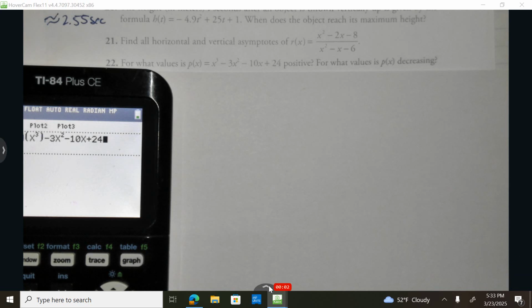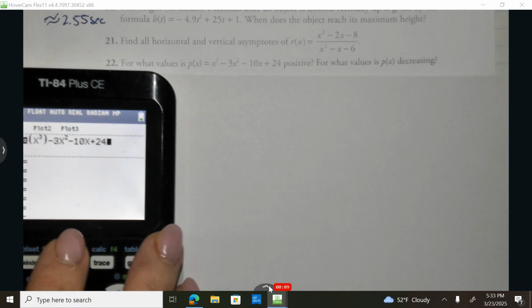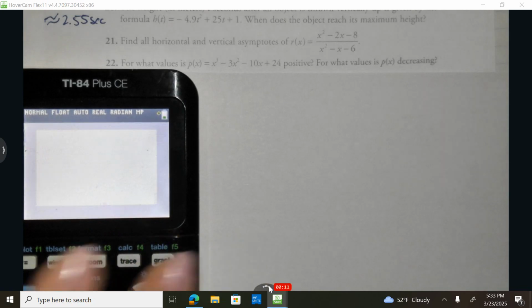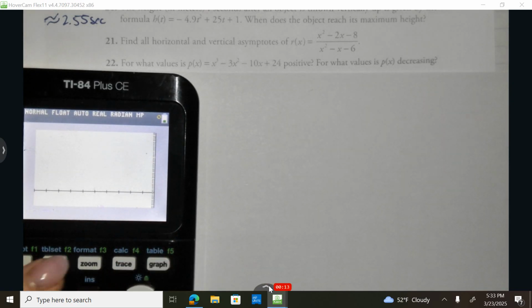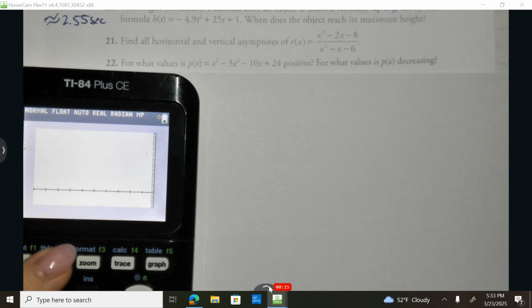The final question from task number 9 asks for what values the function is positive, and then where the function is decreasing. So I've taken time to plug this in. I'm going to graph it, and then we need to adjust the window so we can see this.